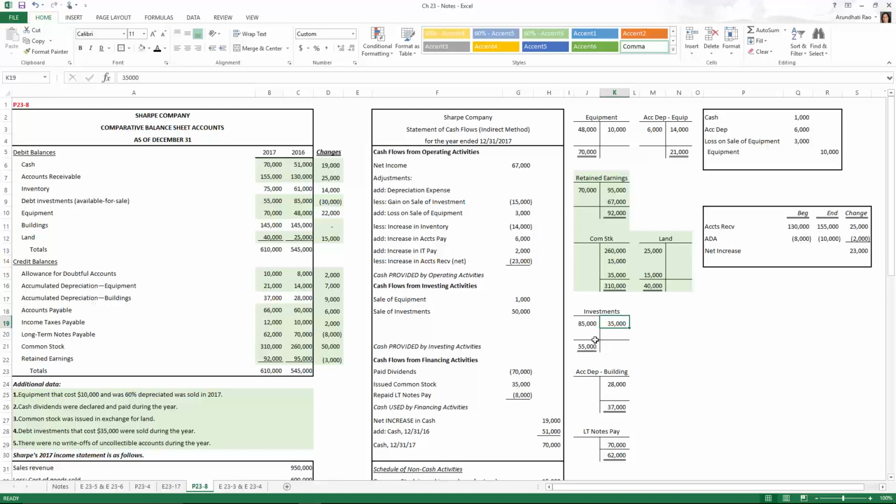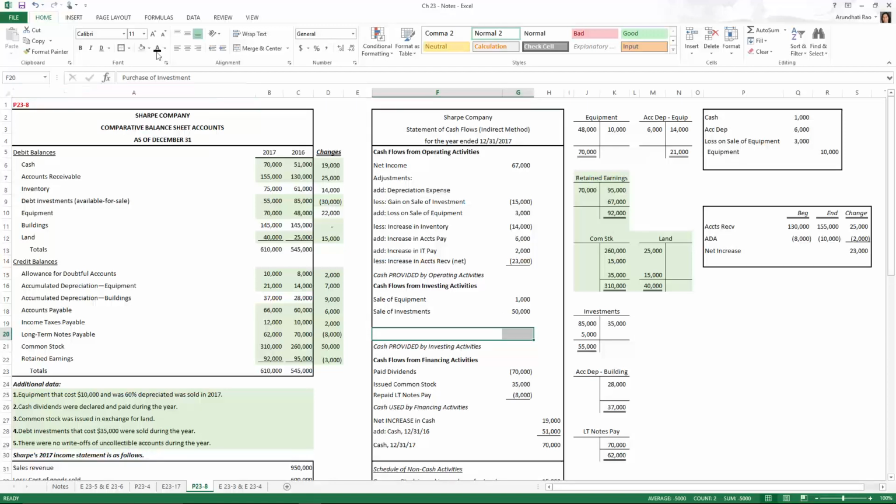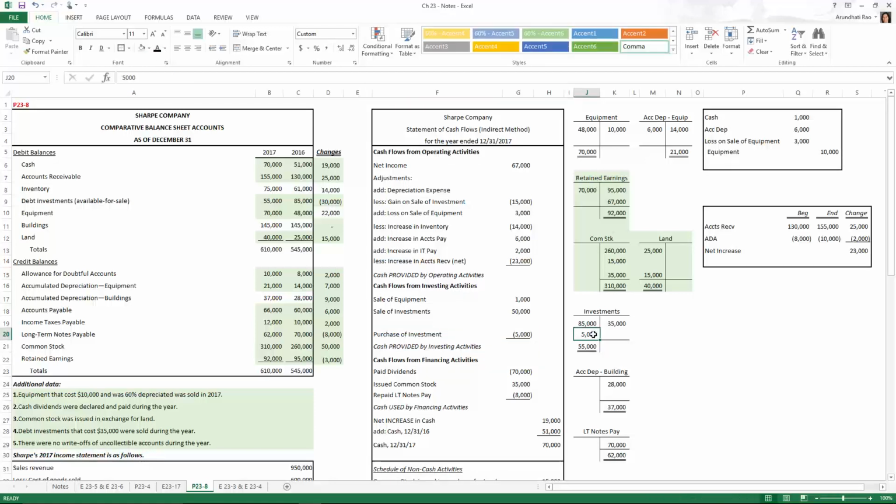But if it's 55, it means I purchased another $5,000 worth of investment. So I'm going to write investments minus 5 because I purchased, I paid for it. Okay. Notes payable, I already told you that we paid off 8,000. So on the debit side, we had 8 because it's a liability. To decrease it, we will debit it. Okay.